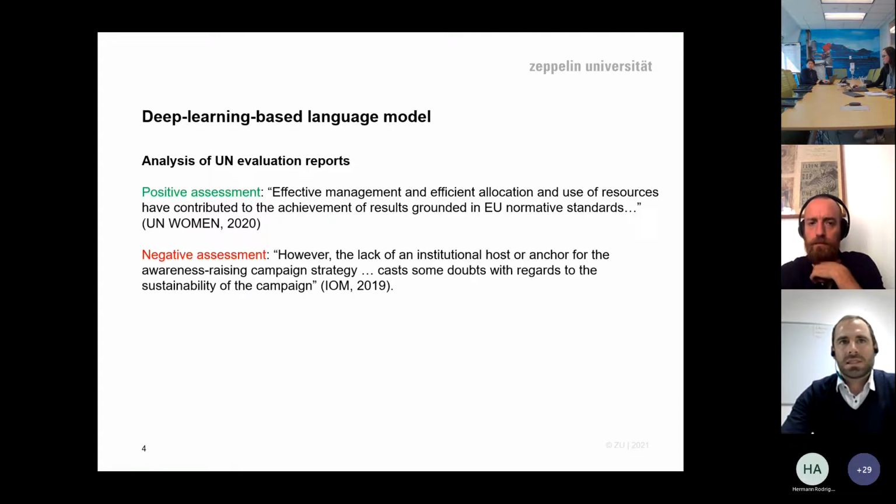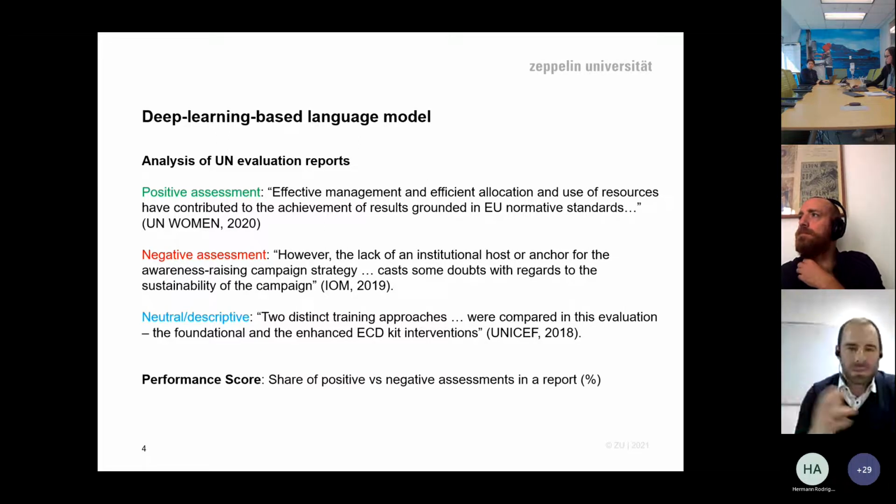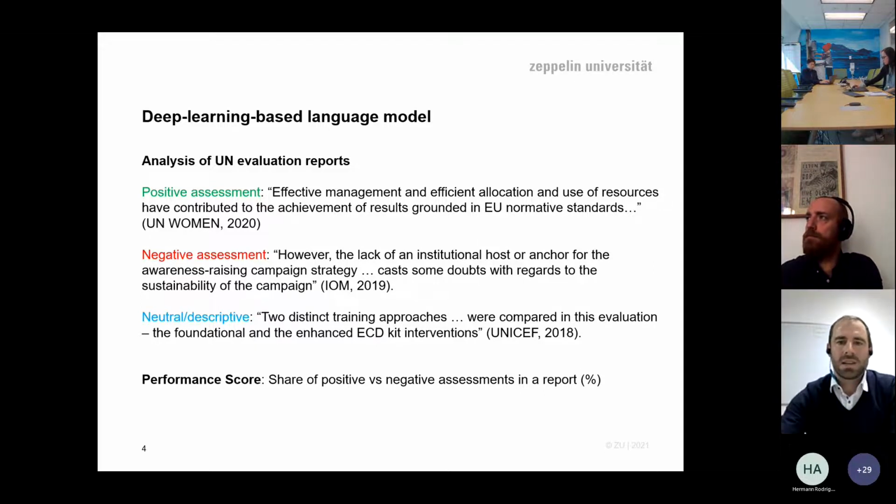A negative sentence is this one here. However, the lack of an institutional host or anchor for the awareness-raising campaign strategy casts some doubt with regards to the sustainability. Right, you get it. Some of these sentences clearly are critical, some are more positive. And then there is a lot of more descriptive information about the methods, about the background of the information. Roughly half of the text is descriptive. And on the basis of this classification, we calculated the score, the share of positive sentences in a report, as a measure for the performance.